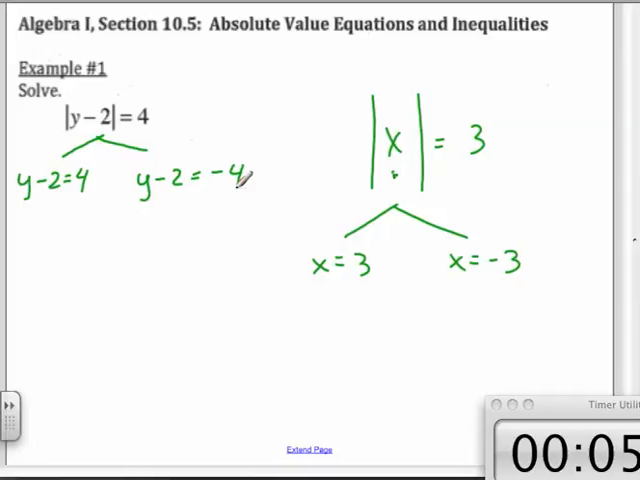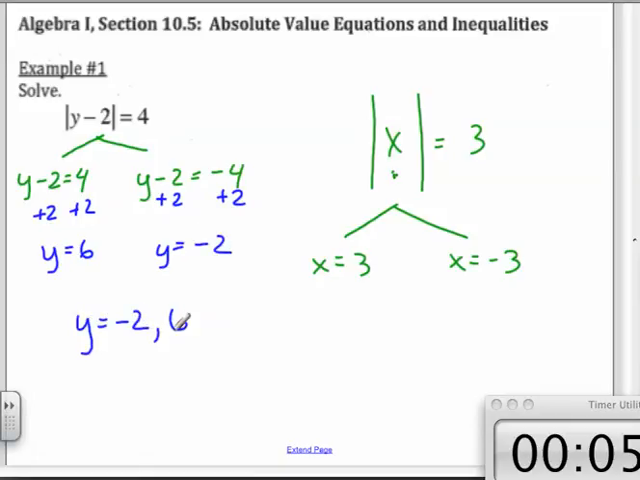So let me solve it. Let's see what y can equal. I'm going to add 2 to both sides, and I'm going to get y is equal to 6. When I add 2 to both sides in this equation, I get y is equal to negative 2. So y can equal negative 2 or 6. Remember, I write my solutions in ascending order, smallest to largest. Okay? All right.